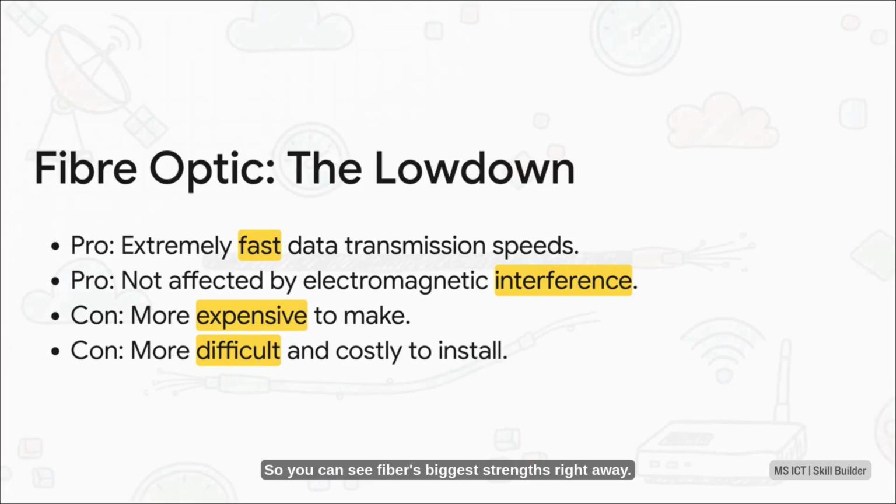So you can see fiber's biggest strengths right away. The speed is just phenomenal, and because it uses light, it's completely immune to that electrical interference that can plague copper. So what's the catch? Well, all that cutting-edge tech costs more. The cables themselves are more expensive, and installing them often means digging up streets to lay brand new lines.